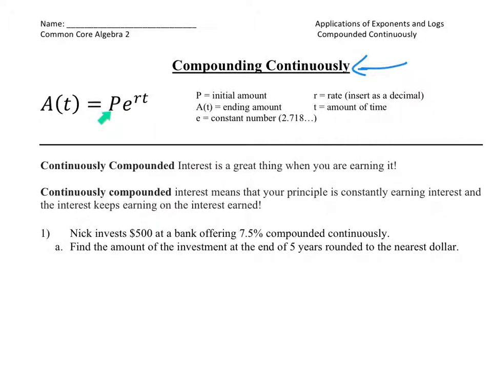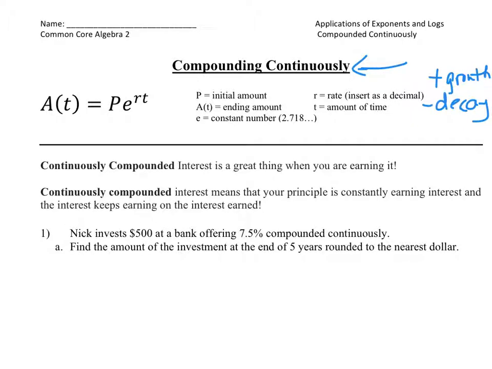P is the same. It's still the initial amount. r is still the rate, and t is still the amount of time. So r is your rate. Just like in the other formulas, it can be positive for growth and negative for decay. So it's the same idea, it's just a different formula. Compounded continuously, you do tend to make a little bit more money, or decrease a little bit faster, depending on if it's growth or decay.